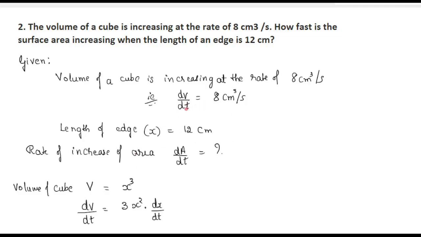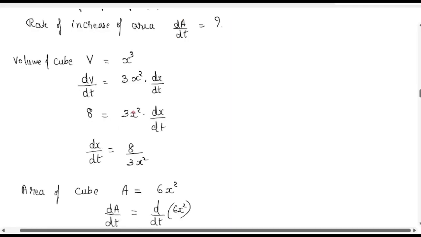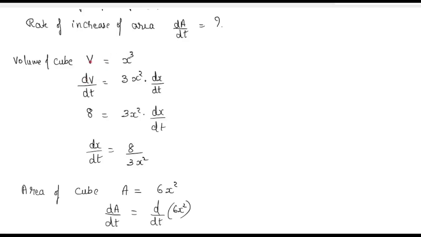So to solve this, we need to know the formula of volume of cube and surface area of cube. So volume of cube formula is V equal to x cube. When we differentiate this, we get dV by dt equal to differentiation of x cube is 3x square. Since we are differentiating with respect to t, we write it as dx by dt. We know dV by dt, it is given, that is 8 equal to 3x square into dx by dt. From this we can find the value of dx by dt.